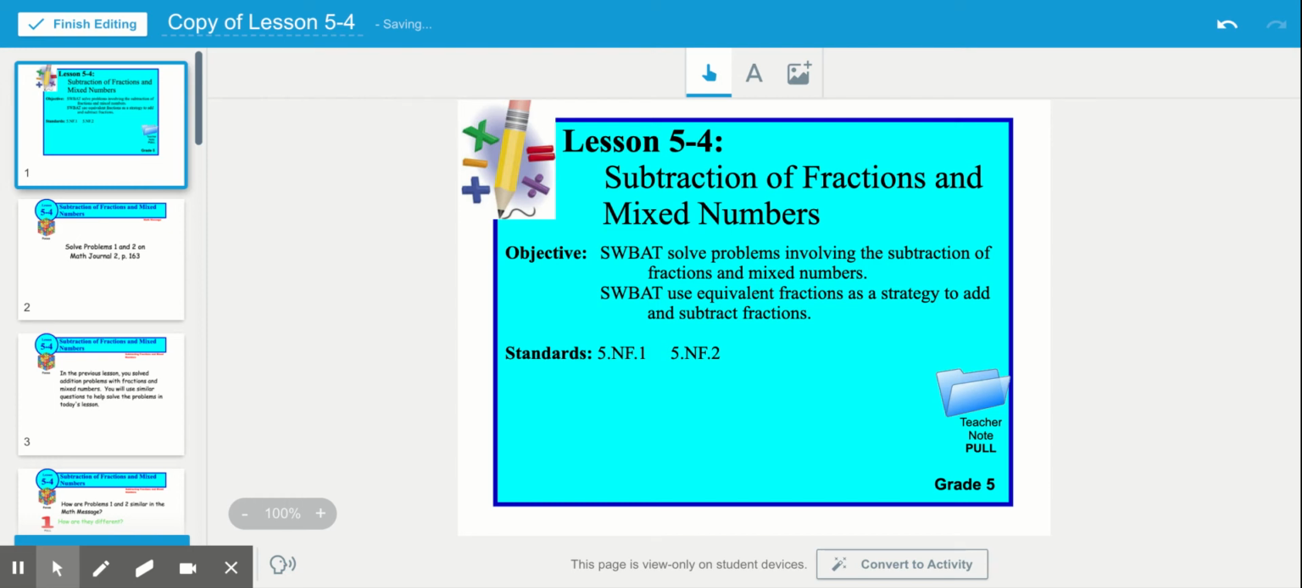We are in subtraction of fractions and mixed numbers. We're going to be able to solve problems involving the subtraction of fractions and mixed numbers. We're also going to be able to use equivalent fractions as a strategy to add and subtract. We're in lesson 4 of unit 5.